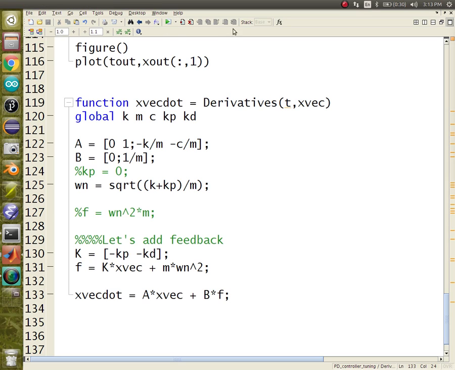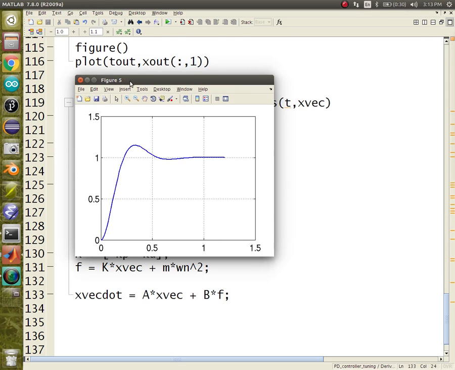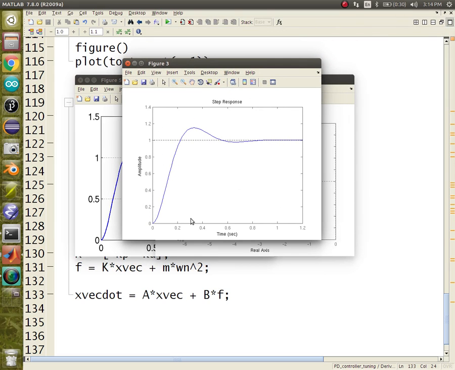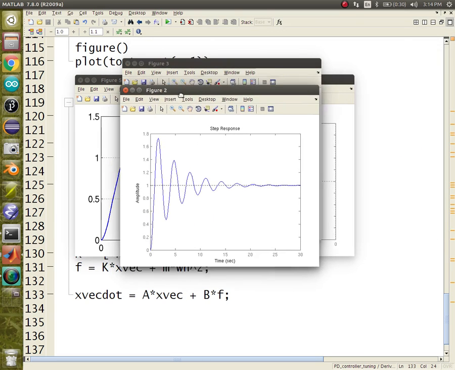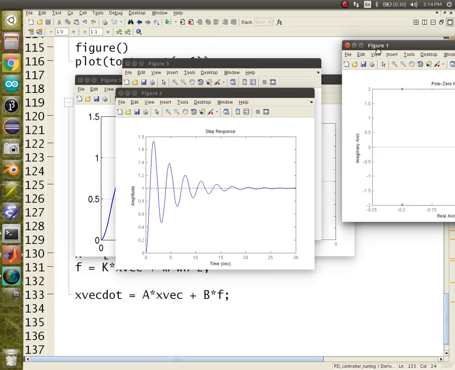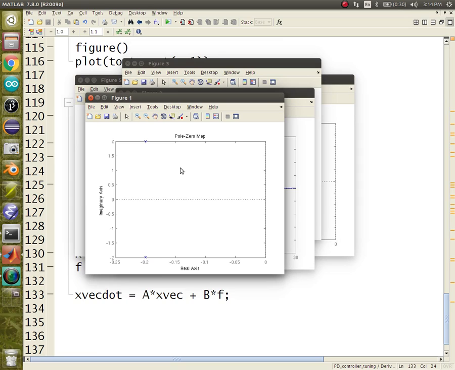And I'll show you all the plots one more time. So here's the closed loop step response from state space. Here are the closed loop poles. Here's the closed loop step response using transfer function. Here's the open loop step response using transfer function. And here are the open loop poles using the transfer function.